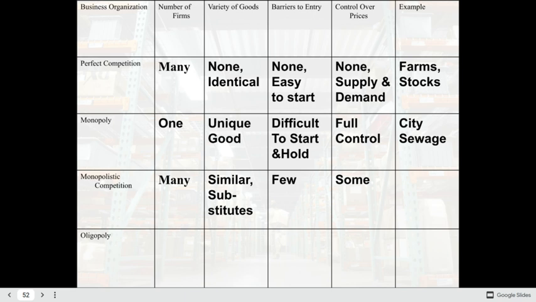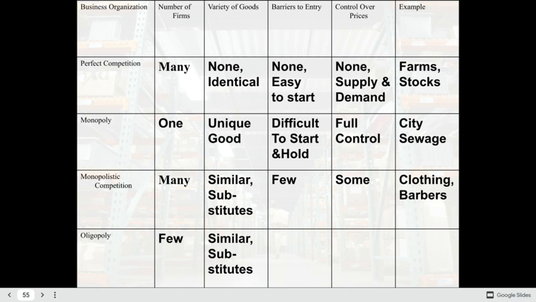The last one is called an oligopoly. And anytime OLI is used, whether it's oligopoly or oligarchy, it means few. And so there are few firms in an oligopoly. Just like monopolistically competitive marketplaces, they make similar products that are substitutes. The only difference is these are complex products or high-end, expensive to produce. So the barriers to entry are many. It's expensive to get into an industry that is an oligopoly. That's why there's few businesses to begin with.